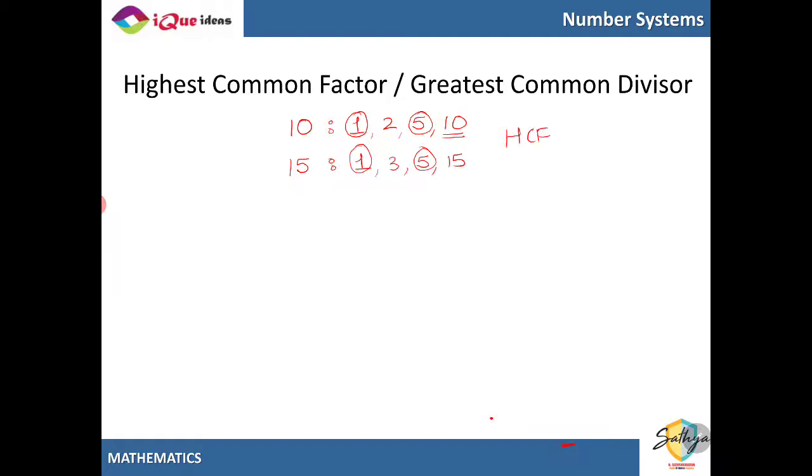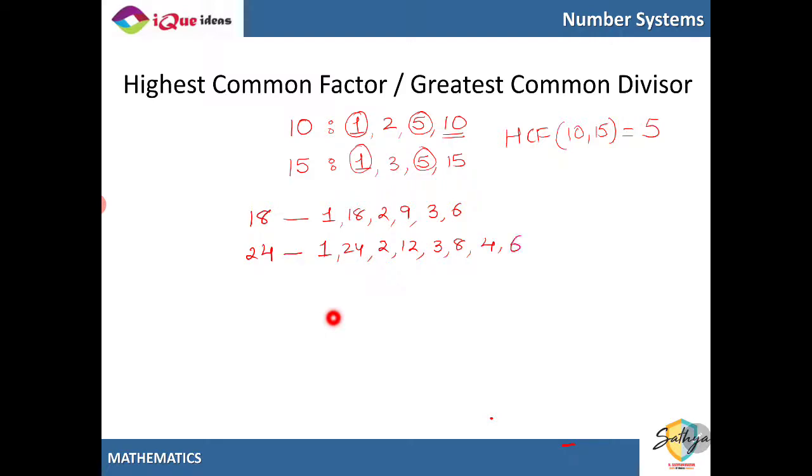So HCF or GCD, the highest common factor or the greatest common divisor for the numbers 10 and 15 is the number 5. Similarly, if I take two numbers, let us say 18 and 24. Now 18 can be divided by 1 and 18, by 2 and 9, and by 3 and 6. Similarly, 24 can be divided by 1 and 24, by 2 and 12, by 3 and 8, and by 4 and 6.